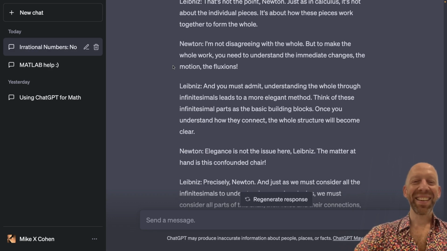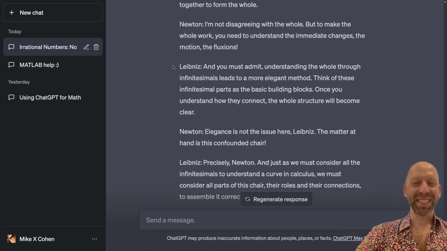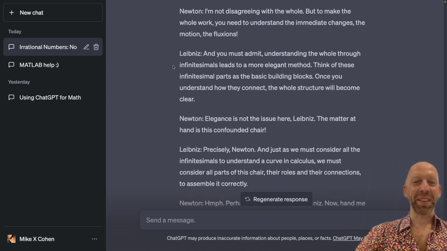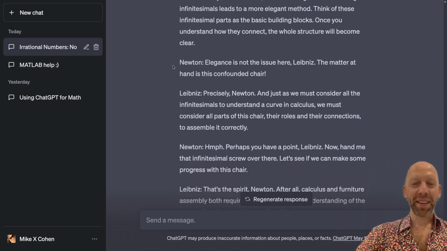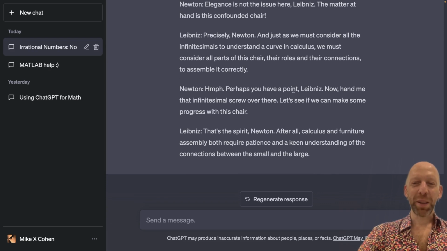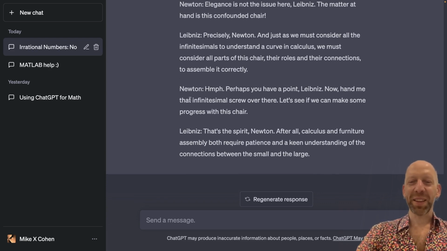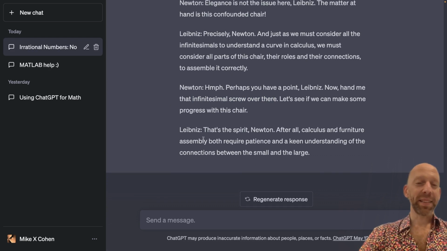In the end, they do agree that they need to put aside their differences and focus on the work at hand. And let me see. Here's something pretty funny. Newton says, "Perhaps you have a point. Now hand me that infinitesimal screw over there." This is great. So in this case, the dialogue just stopped.